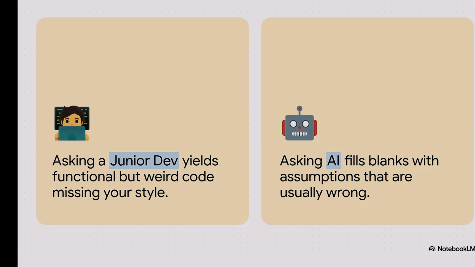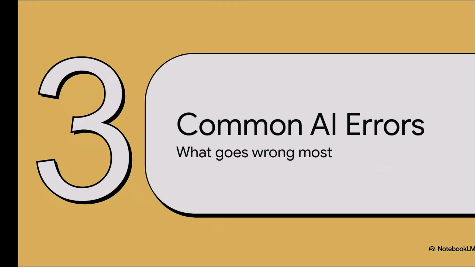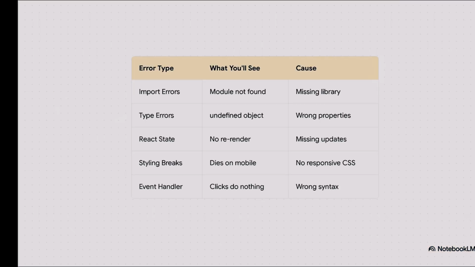When you leave blanks in your prompt, the AI just fills them in with assumptions. And usually, well, those assumptions are dead wrong. All right, now that we know why it happens, let's actually diagnose the symptoms. Section 3, 5 common AI errors and what goes wrong most often. And this brilliantly illustrates the most frequent issues you're going to encounter. It usually boils down to 5 things.